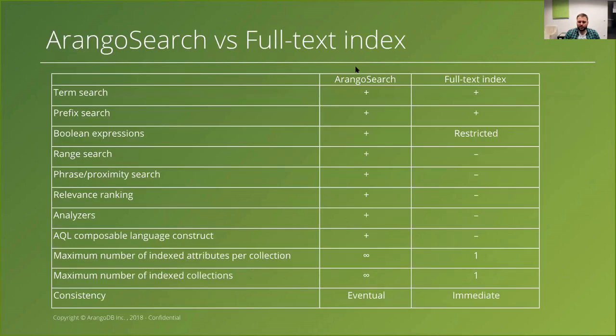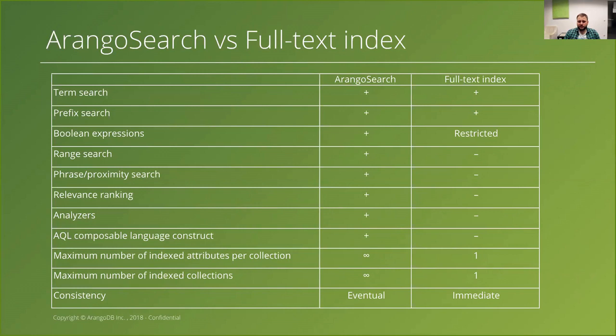Now let's summarize what ArangoSearch actually brings, and let's compare it to the existing full-text search index in ArangoDB. First of all, full-text index supports only basic Boolean expressions. Complex hierarchical expressions are not allowed at all. So phrase and proximity searches are not supported as well, no ranking, no analysis. Only one instance of full-text search index may have only one index field in a collection.